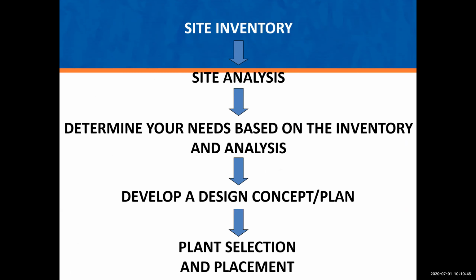So what do we want to have happen in our landscape? What do we want to do in our landscape or not do in our landscape? And we're going to be using the things that we find out in our inventory and analysis to determine those things. After that, we'll be able to create a landscape design concept plan, and then at the very end, after we have our plan set out, we'll finally talk about plant selection and placement in the landscape. So that'll be the very last part of this process.